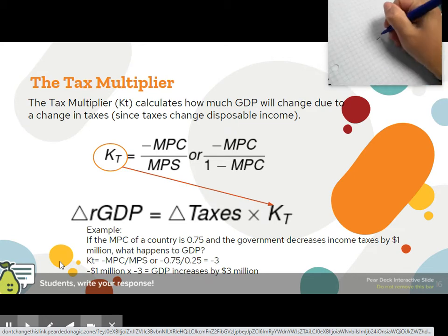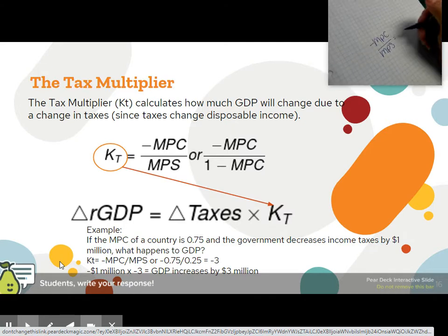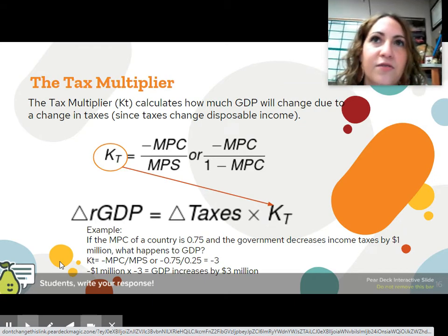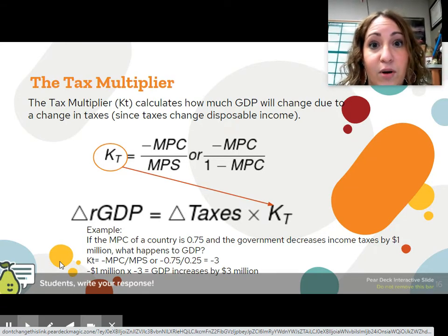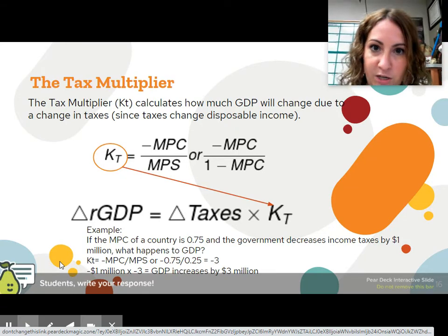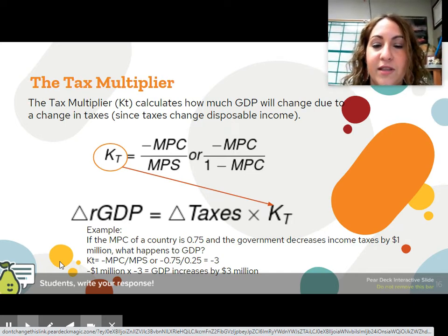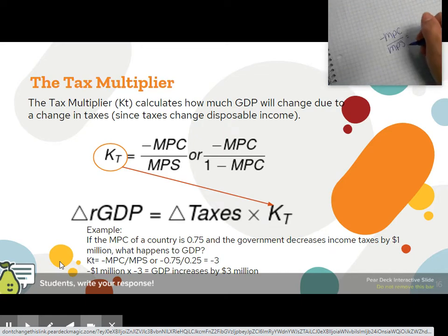So negative MPC over MPS. That is the tax multiplier. It's always negative, and the reason is the relationship between taxes and GDP is a negative one. Higher taxes, lower GDP. Lower taxes, higher GDP. So it's negative to represent the relationship. MPC was given to you as 0.75, but remember, it's negative 0.75 divided by 0.25.